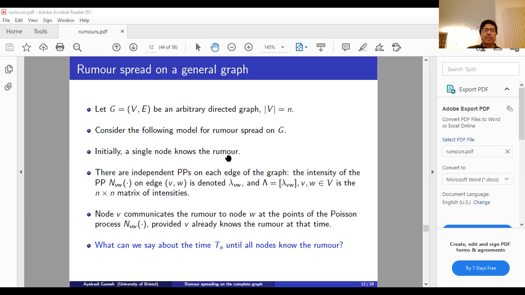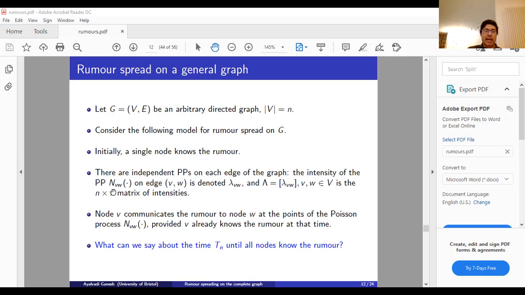So G is a graph, which means it need not be complete. So many of the edges may be absent. And if an edge is absent, then you cannot have communications on that edge, so the corresponding lambda will be 0. So the graph is encoded in the matrix by having zeros where edges are absent. And as before, these are all independent Poisson processes.